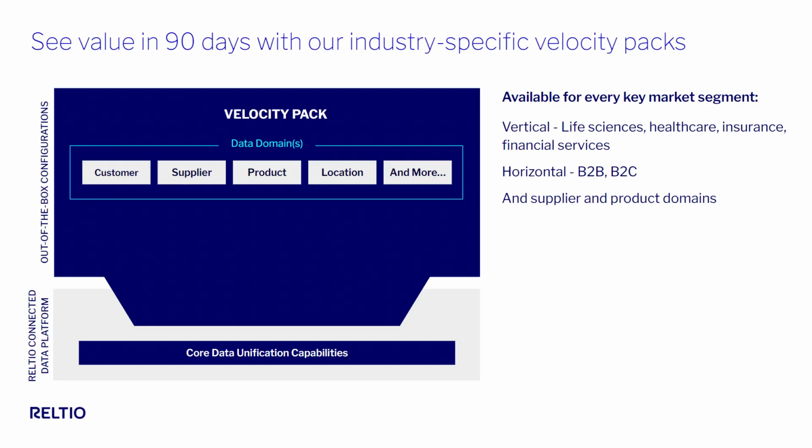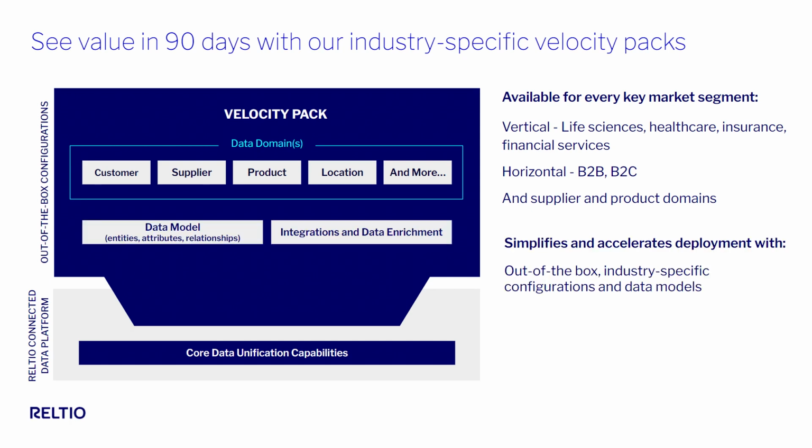A velocity pack is a pre-built platform component that includes highly tailored industry-specific content for insurance, financial services, healthcare, life sciences, and more horizontal B2B and B2C use cases. A velocity pack starts with an industry-relevant logical data model with appropriate entity types, attributes, relationships, and interaction types to meet the needs of most organizations out of the box.